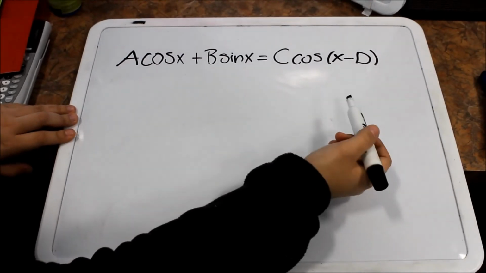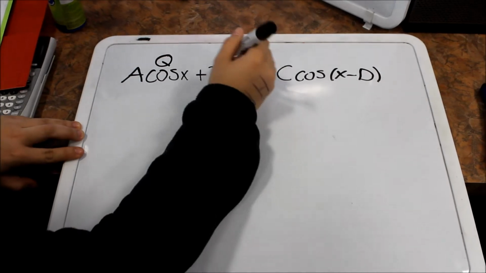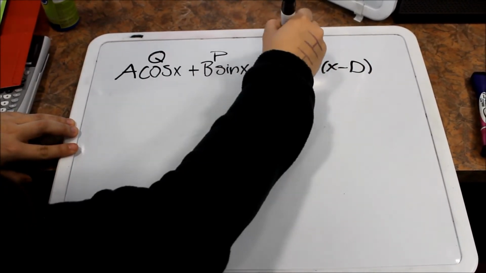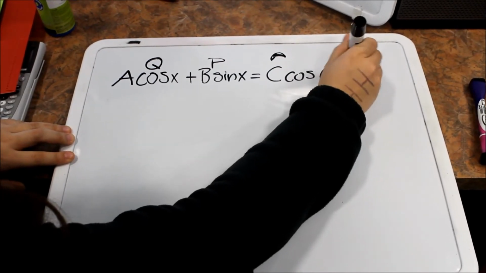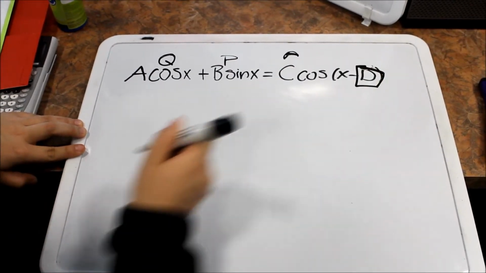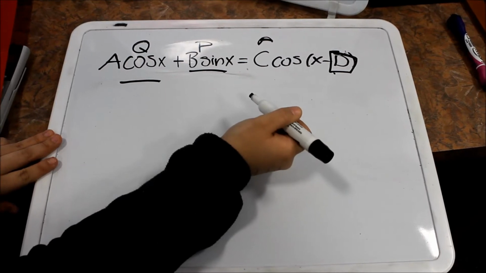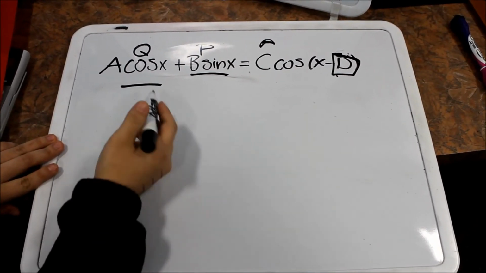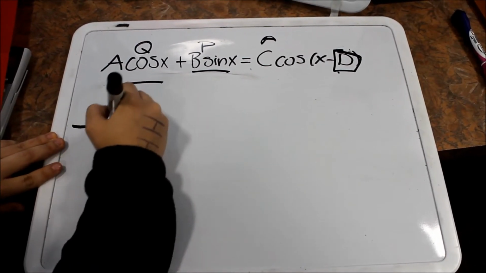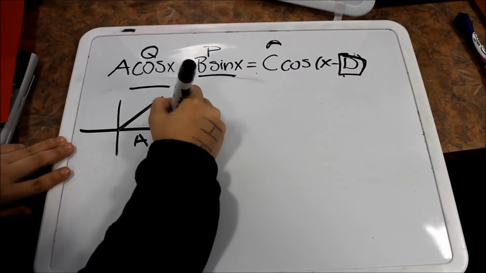So this equation that we have here is the same as q cosine x plus p sine x equals a cosine of x minus c. And now we're going to be focusing on different ways to solve for d. Depending on the sign of your sine and cosine, draw your triangle in its appropriate quadrant. In this case, both of these are going to be positive, so we're going to draw our triangle in the first quadrant, and then you can label all parts of it.